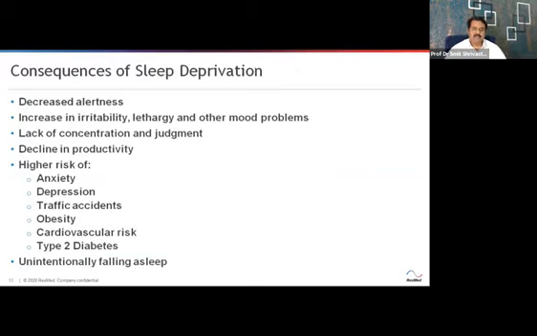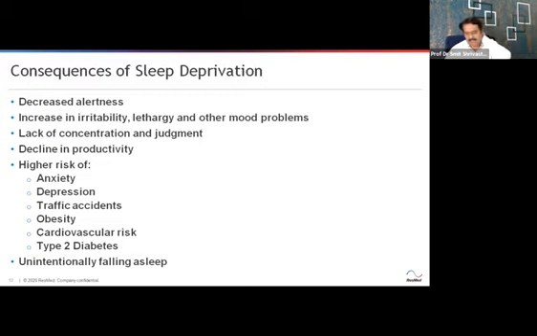The consequences of sleep deprivation mostly come from the studies that have been done on our armed forces personnel. There is decreased alertness, increased irritability. There is lack of concentration and judgment. There is decline in productivity and a higher risk of anxiety, depression, accidents, mechanical accidents, obesity, cardiovascular risk, type 2 diabetes, and unintentionally falling asleep.